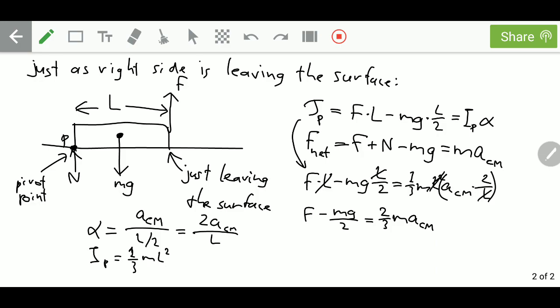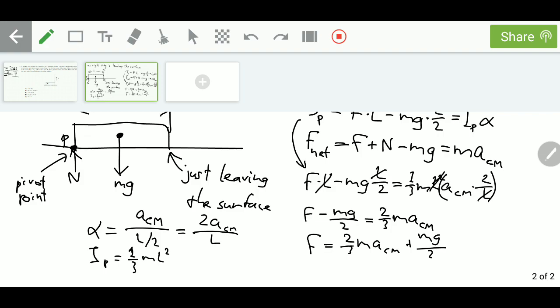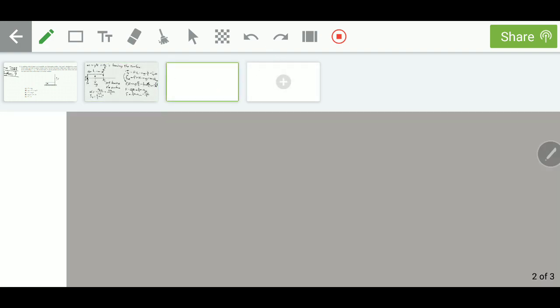Okay, and now we can plug this into the other equation. Let me rewrite that. We have F equals 2/3 m times the acceleration of the center of mass plus mg over 2, and now we'll plug in our expression for F into this other equation. Let me start a new page right here.